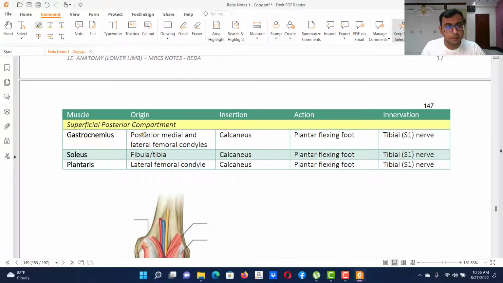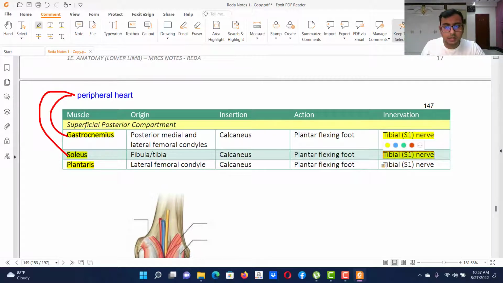Now the superficial posterior compartment. The posterior compartment has two segments, some superficial, some deep. The superficial has three: gastrocnemius, soleus, and plantaris. Gastrocnemius and soleus together are called the peripheral heart, that we all know. And these all are supplied by the tibial nerve.